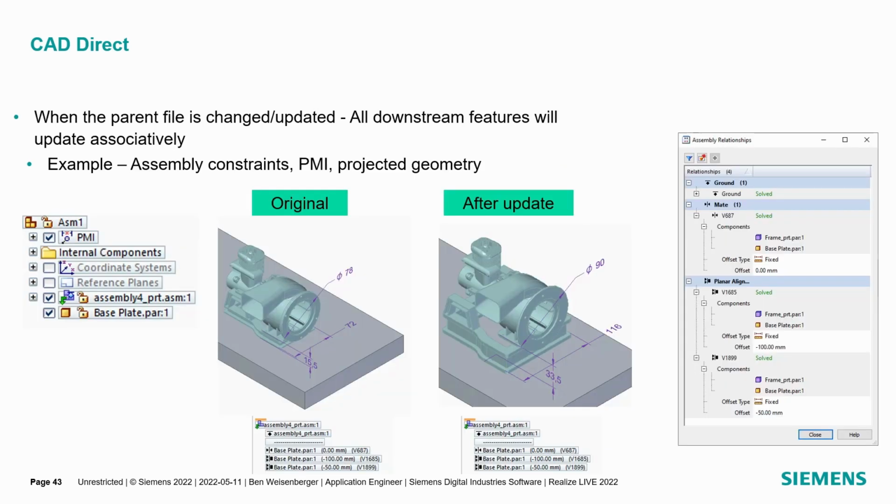For the update, any downstream features that have been applied will also be updated. For instance, if we've applied some assembly constraints to position the foreign data, these will update. Another example could be where we've used the geometry in the foreign assembly to create sketch geometry for features in the other parts. These features can be made associative and would update as well. It's a really great functionality that improves supplier collaboration and can reduce large assembly file size.